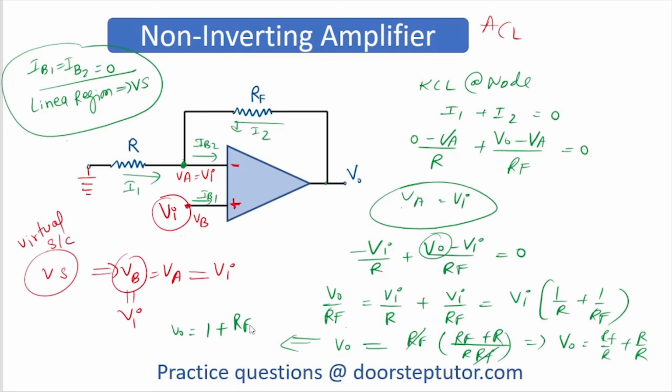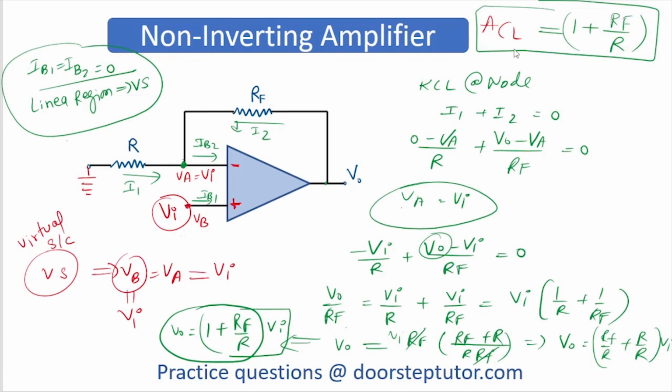This 1 plus RF upon R is nothing but the voltage gain. So for the non-inverting amplifier, the closed loop gain is 1 plus RF upon R. As you can see, it has a positive sign because it is a non-inverting amplifier, and output and input are in phase with each other. They have the same phase. So suppose we have applied some sinusoidal input signal, we will get the amplified version of the same signal, and there will not be any phase reversal in this case.